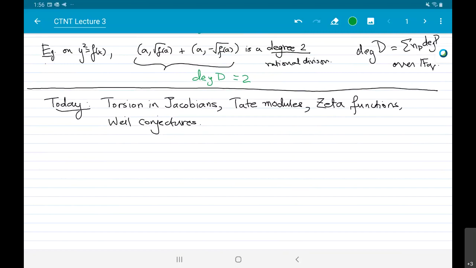Soumya? Yeah, there is a question. What if the NP are not the same for all the points P in the Galois orbit? Somebody asked.